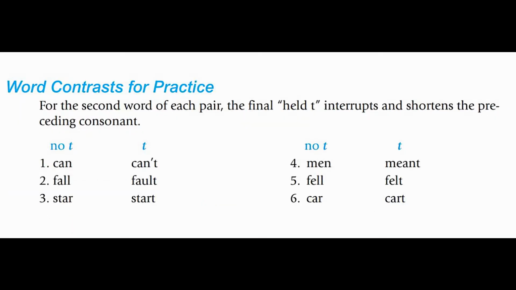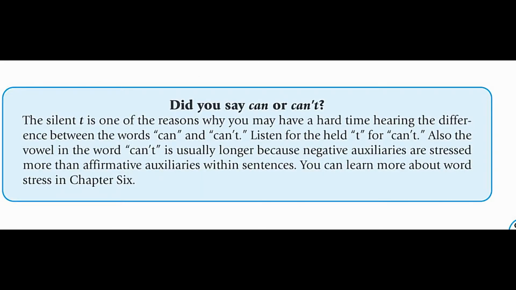Word contrasts for the final held T. Listen to the differences between the following pairs of words. They sound almost the same, except the second word ends with a T. Notice how in the second word, the final held T interrupts and shortens the previous consonant. Can, can't. Fall, fault. Star, start. Men, meant. Fell, felt. Car, cart.